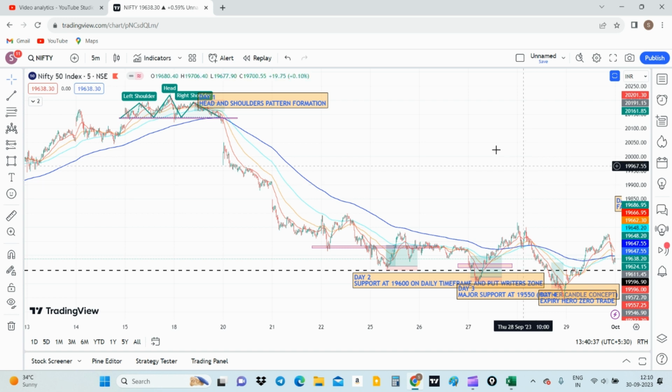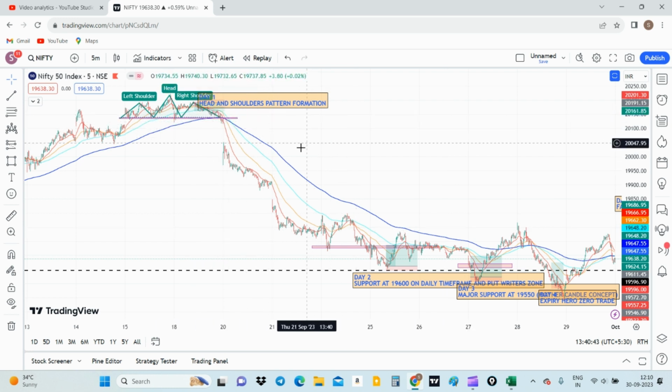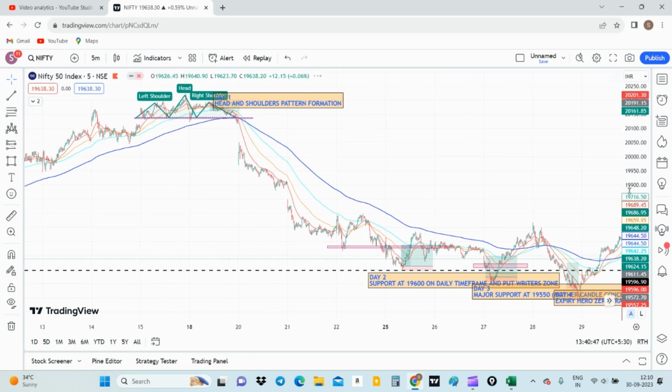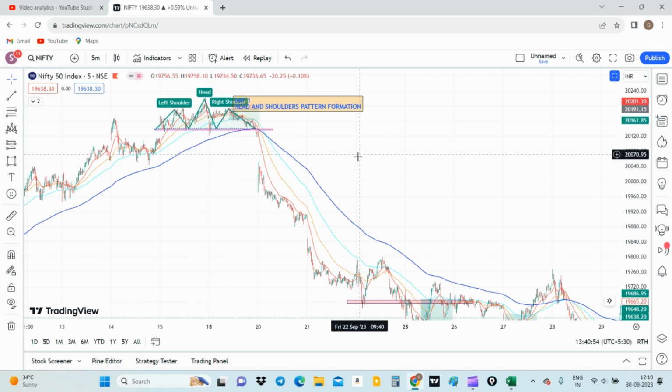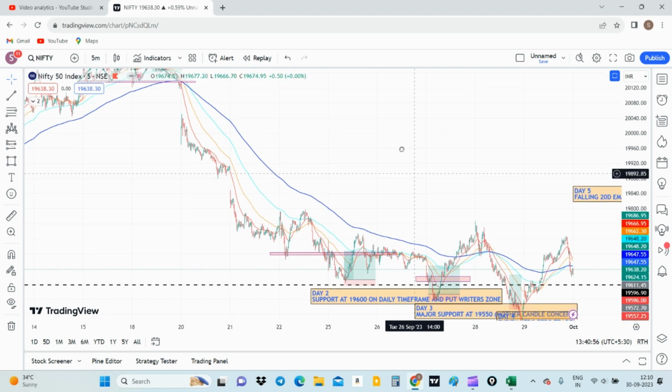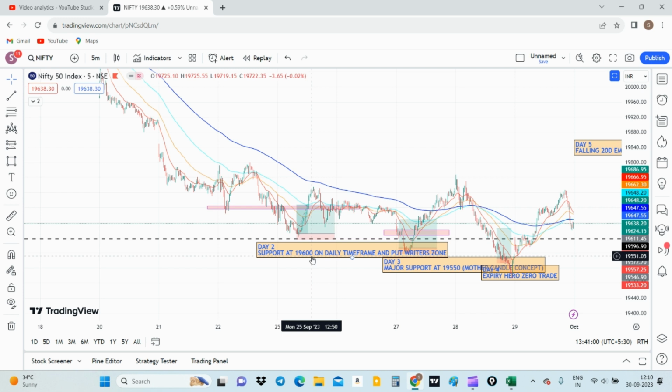So if you see, all the trades that I have made here are at a support, or at some formation of a particular pattern. Especially on day one, I took the trade solely because of the head and shoulder pattern. There were not many moving averages or such that came into consideration for that trade. But on day two, it was basically on a daily time frame basis, where we saw a support around 19,600.